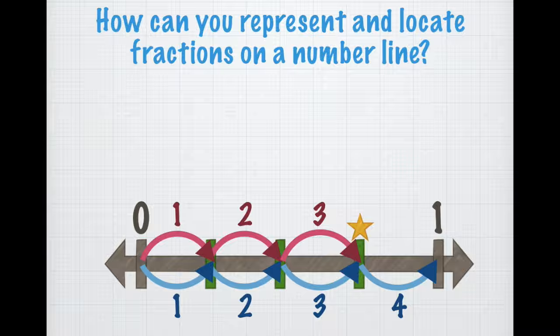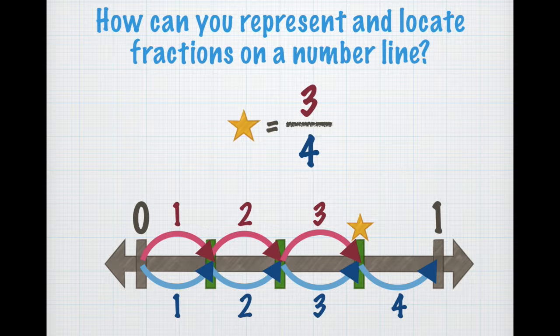So when I write my fraction, I want to remember it took 3 jumps to get to the star out of 4 jumps in the whole. So my fraction is 3/4. So the star is equal to 3 out of 4 pieces.